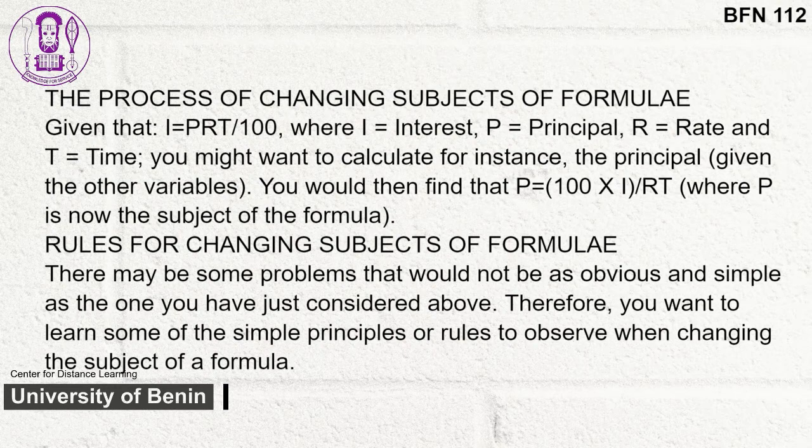Given that I equals PRT divided by 100, where I equals interest, P equals principal, R equals rate, and T equals time, you might want to calculate, for instance, the principal, given the other variables. You would then find that P equals 100 times I, divided by RT, where P is now the subject of the formula. Rules for changing subjects of formulae. There may be some problems that would not be as obvious and simple as the one you have just considered above. Therefore, you want to learn some of the simple principles or rules to observe when changing the subject of a formula.